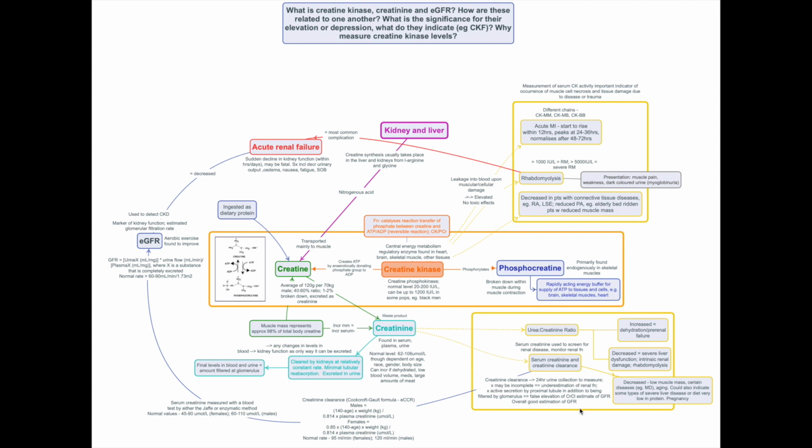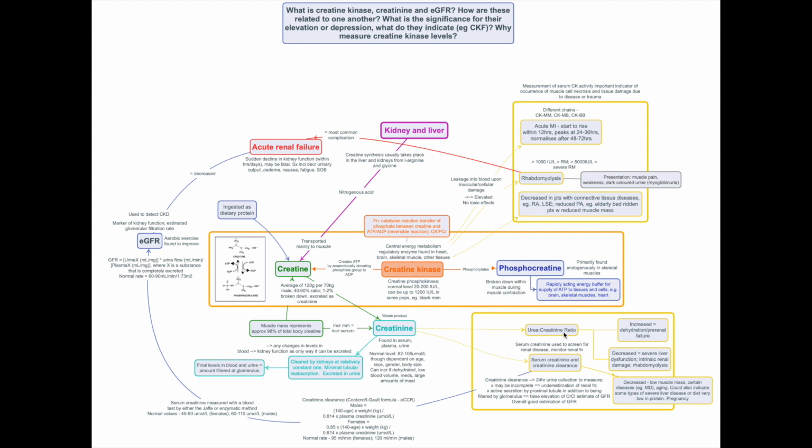Overall, though, it does give a good estimation of the GFR, but it can be decreased in low muscle mass, certain diseases like your muscular dystrophy, in aging, and it could also indicate some types of severe liver disease or a diet that's very low in protein. And also in pregnancy, we expect decreased levels.